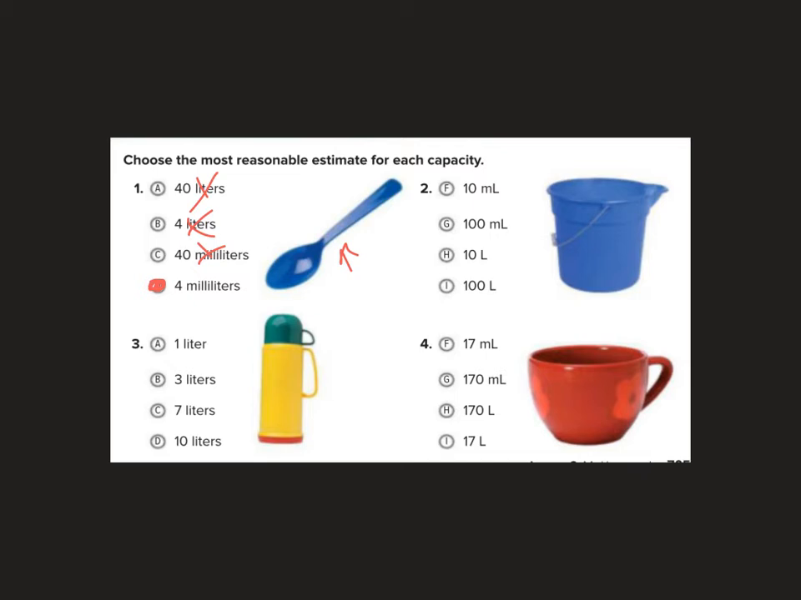Next, here we have a big bucket. 10 milliliters is going to be too small. 100 liters I think is too big, so I would say 10 liters. 5 of those 2-liter things could fit into a large bucket, probably. This little guy right here I would say is definitely about a liter. 3 is too big. So a cup, I think the last time we said was about 400 milliliters. This looks like a smaller cup, so we'll go with 170 milliliters.